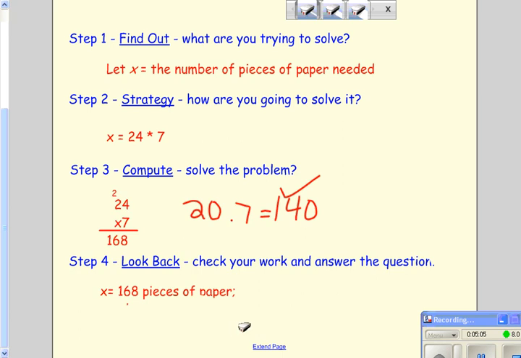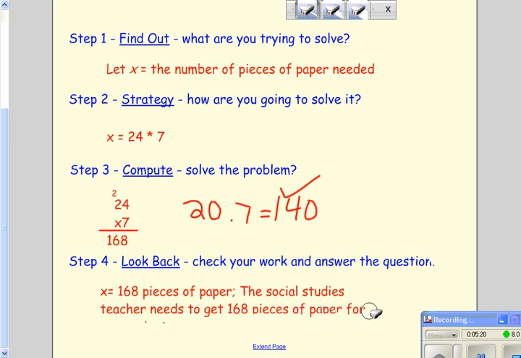Lucas. The teacher will need 168 pieces of paper. Very good. Now, I wrote it slightly different. You don't have to. I wrote the social studies teacher. It doesn't have to be the social studies teacher. The social studies teacher needs to get 168 pieces of paper, and I wrote for the project. You can stop after pieces of paper. Okay? Make sure you have that complete sentence. Make sure you have all of step 3 written down.